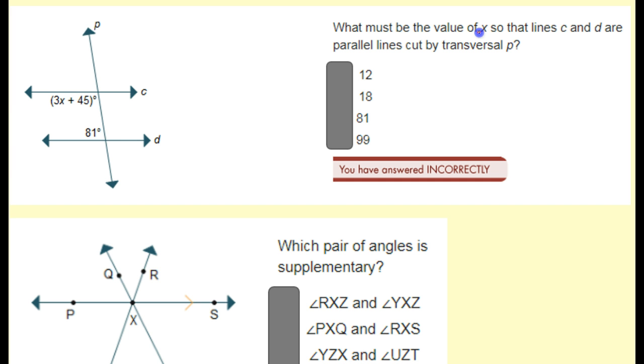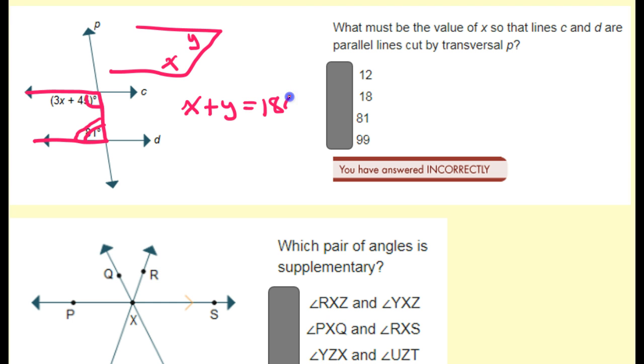What must be the value of x so that the lines C and D are parallel lines cut by transversal P? Well, when you have same side interior angles like these, alright, see this little basket that I'm drawing around this? When you have two angles nestled inside of the basket like this, if these are parallel lines, then these two angles have to be supplementary. So for example, if I had one of these baskets and let's say this was x and this was y, then x plus y would have to equal 180 degrees.